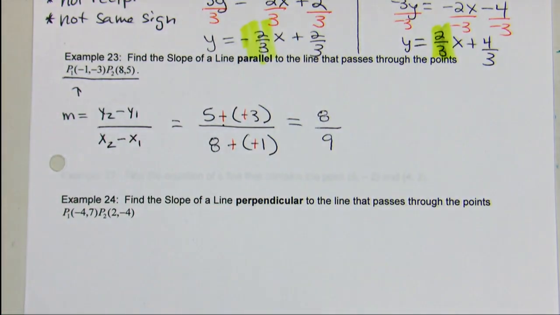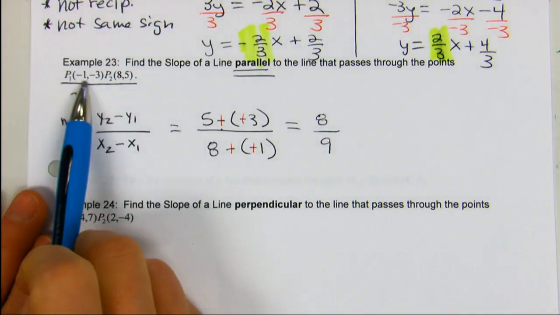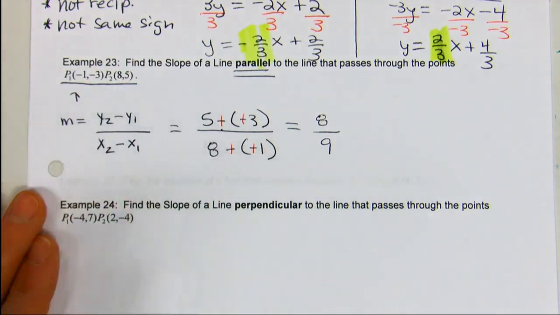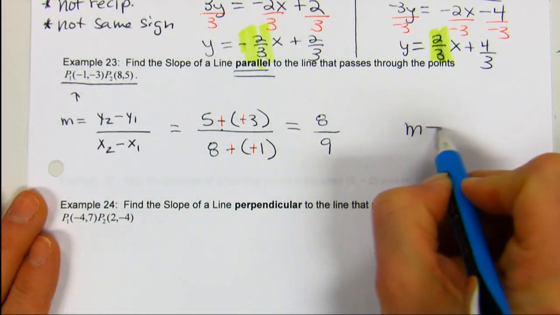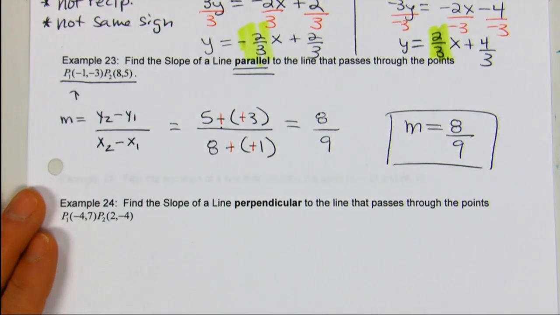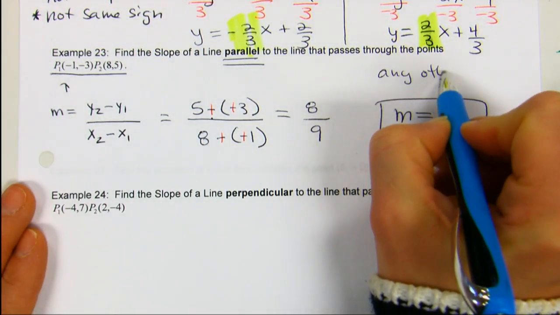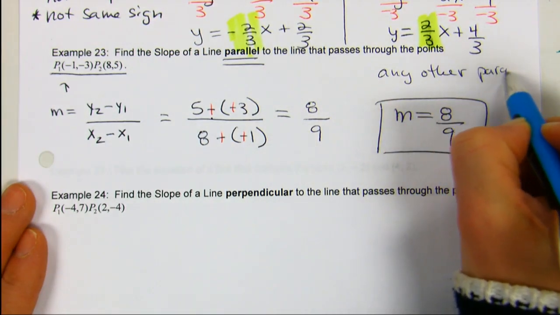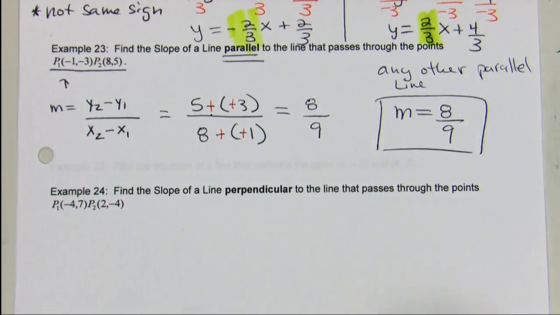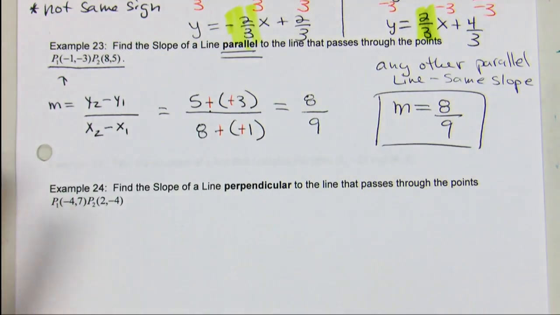But what we need to do now is say, what's the slope of a line parallel to the line that ran through these points? So this is some line, we don't have to graph it, but any other line that runs parallel would have the same slope. So we would say any other parallel line has the slope of 8 over 9. We don't know any points on that line, but any other parallel line has the same slope. So we don't change it.